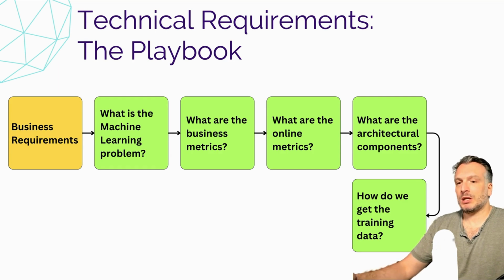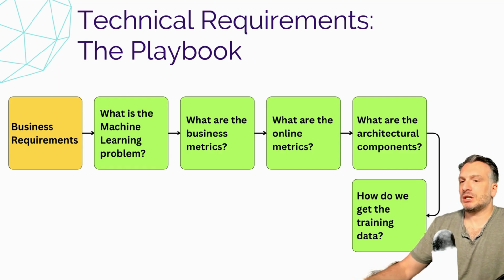How do we get the training data? When we look at machine learning, we need to make sure that we have the right data to train the model. So how do we acquire the right data, and what does the training data look like? Do I need to do some pre-processing on the data to actually get the training data?